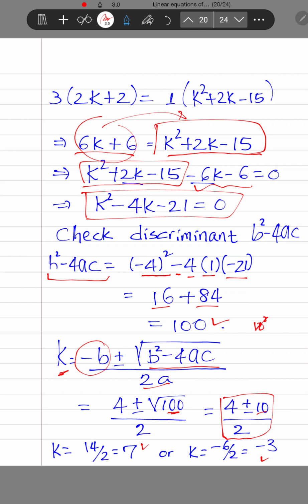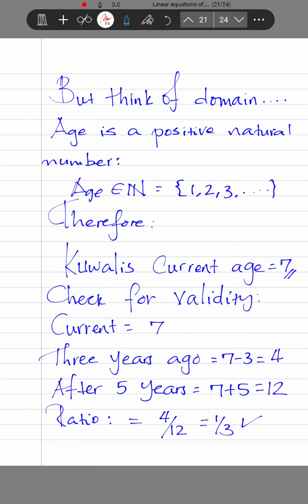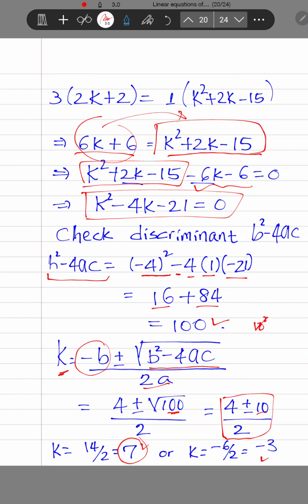It is very important to decide on the domain of a given quadratic equation in real life problems before we just solve. We are looking into the age of a person. If that is the case, the age of a person is just a counting number or a natural number, which should start from 1, 2, 3, 4, whatever, however long a person might live. So we have to take only one of the two ages, which is 7.